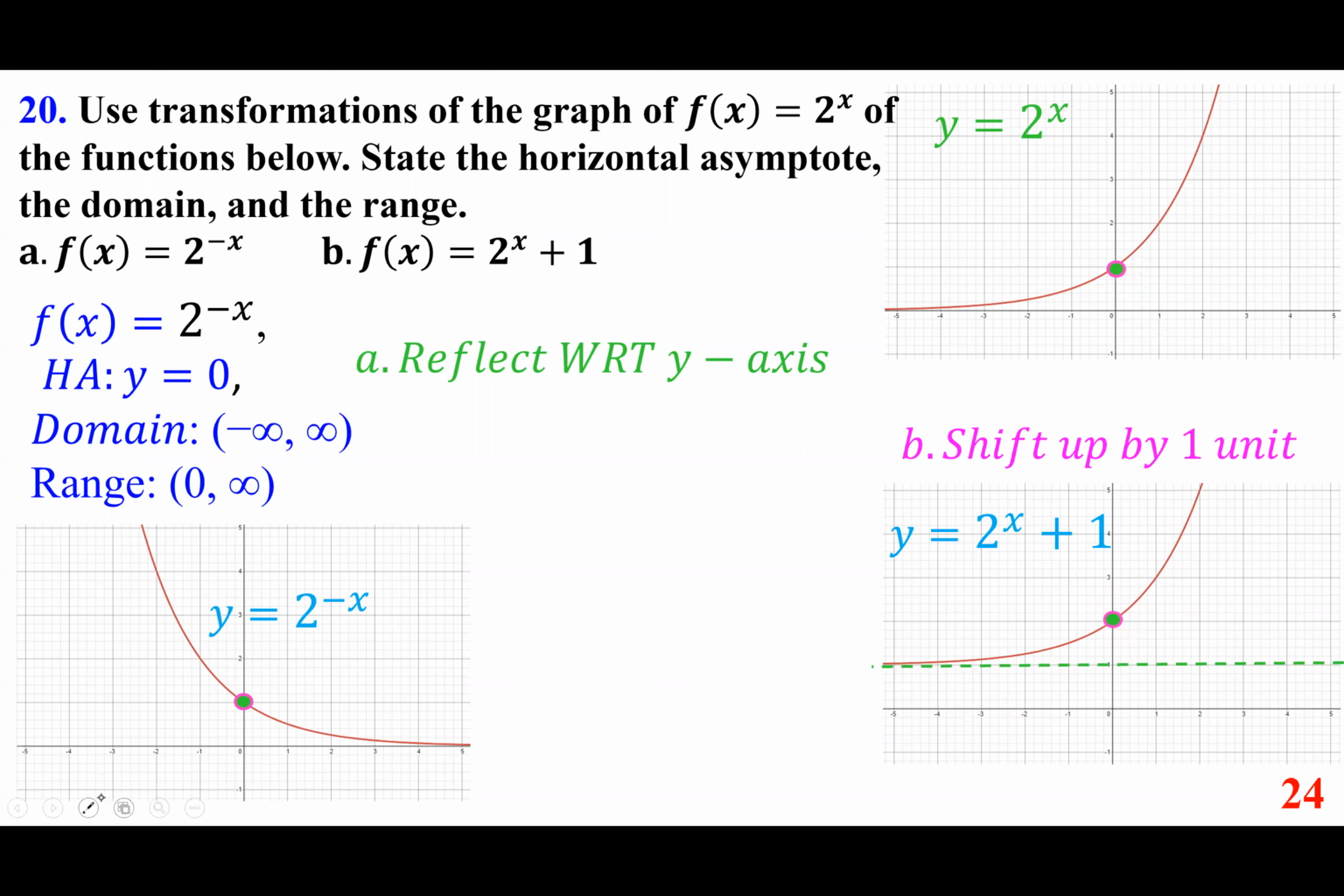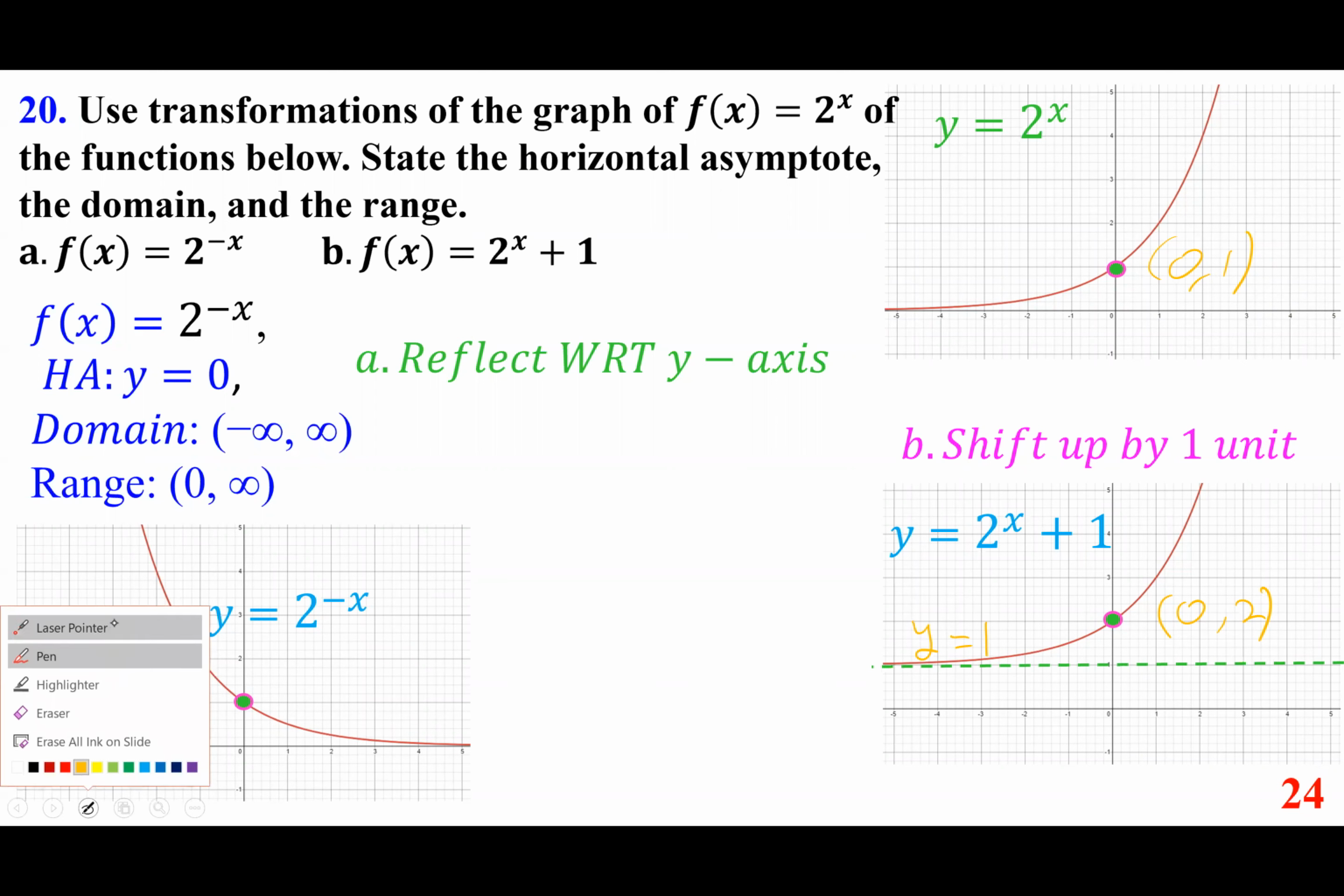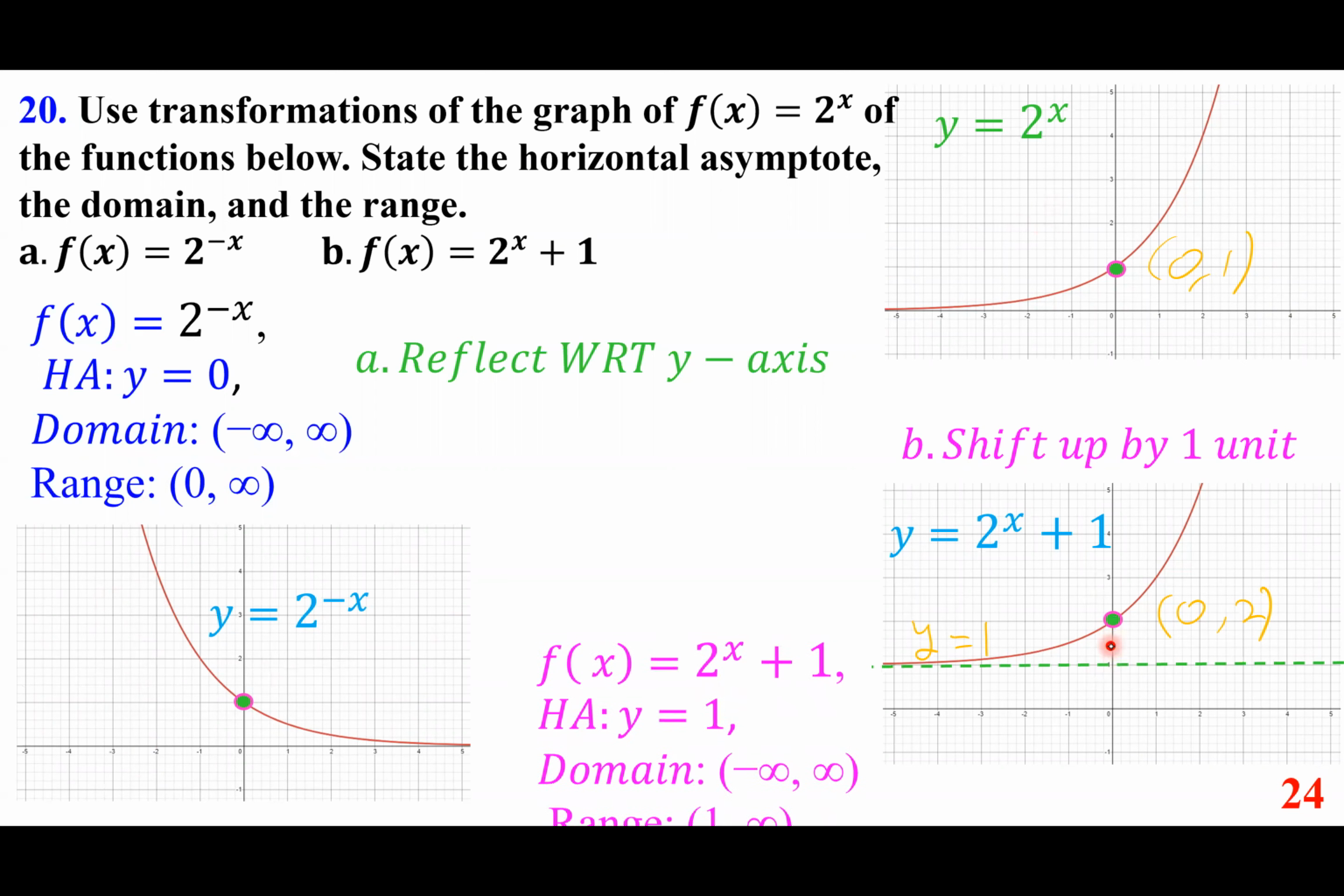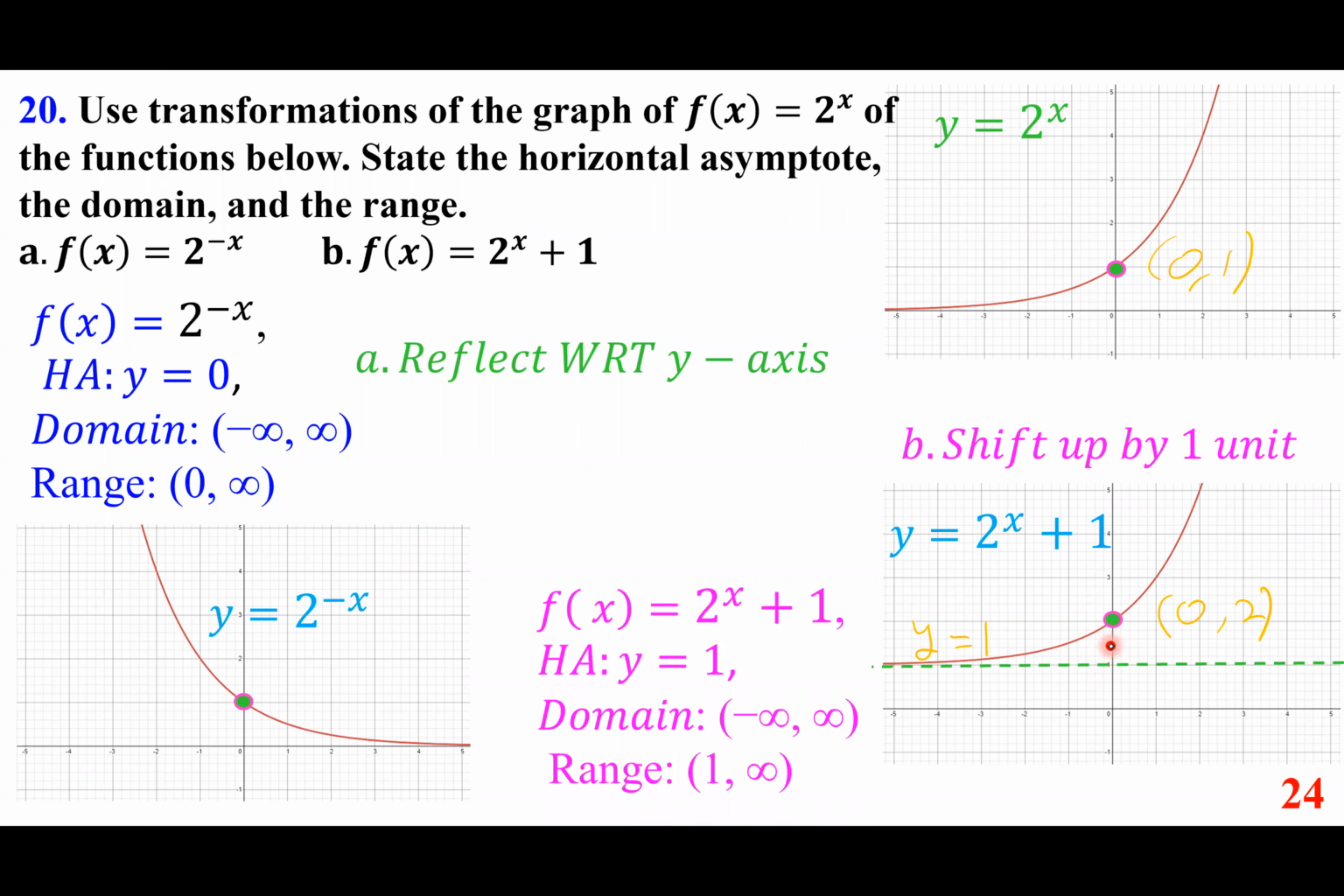So maybe I write that. This has coordinates (0, 1). This has coordinates (0, 2). Horizontal asymptote y equals 1. And the domain hasn't changed, still all real numbers, but the range in this case was 0 to infinity. In those two cases, now it's gone up, so it's from 1 to infinity. So it has affected the range, obviously.